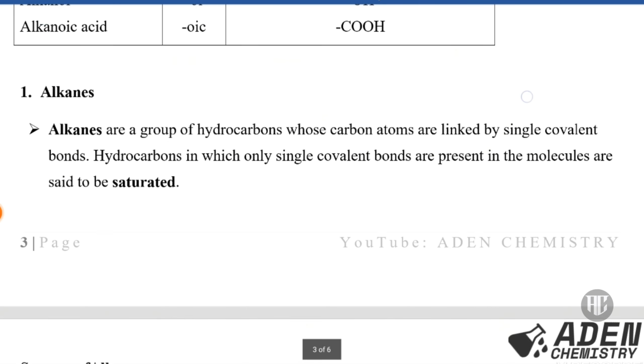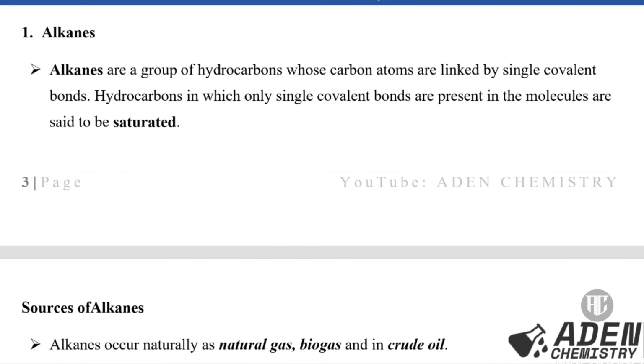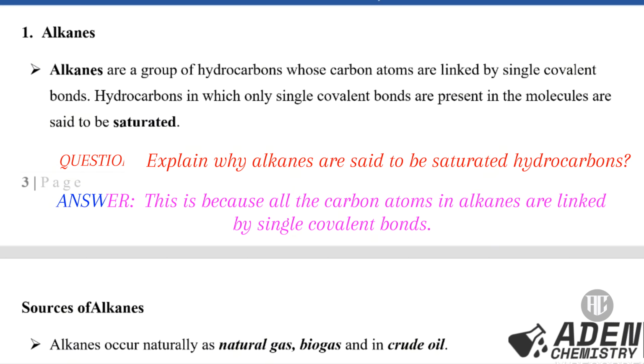Next we are going to proceed and see the first class of hydrocarbons, that is alkanes. I want to start by knowing what alkanes are. Alkanes are a group of hydrocarbons whose carbon atoms are linked by single covalent bonds. Hydrocarbons in which only single covalent bonds are present in a molecule are said to be saturated. During the exam, we can be asked to explain why alkanes are said to be saturated hydrocarbons. We can answer: this is because all the carbon atoms in alkanes are linked by single covalent bonds.